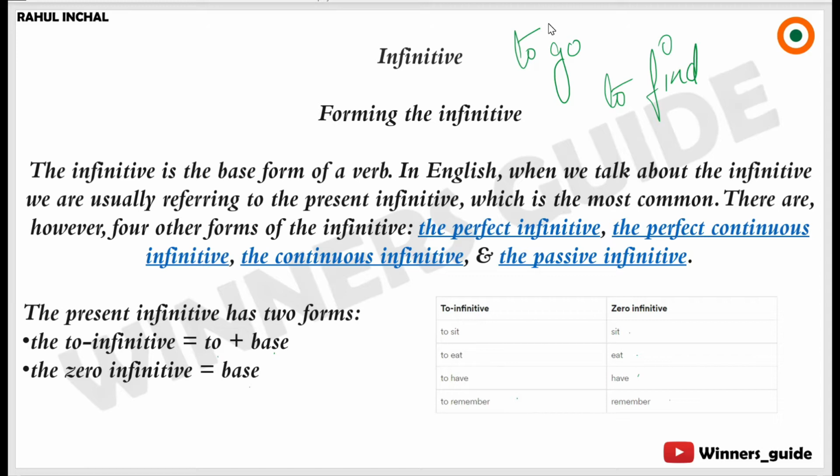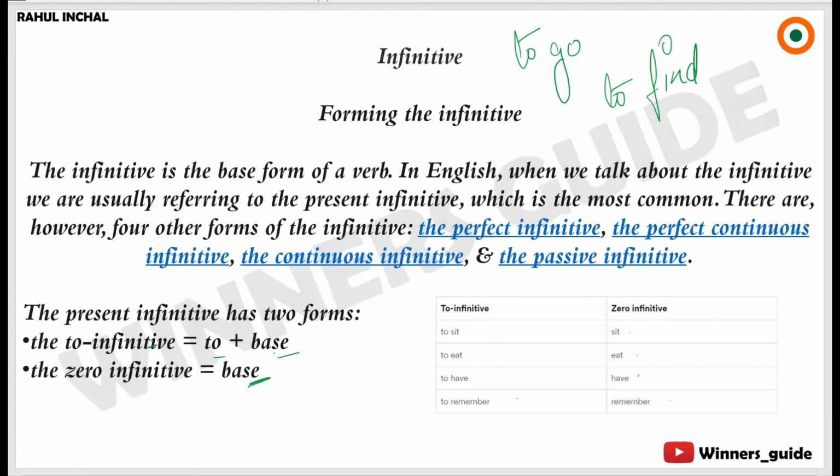For example, birds love to sing. To respect our parents is our duty. He refused to obey the orders. Now, the present infinitive has two forms. The to infinitive and the zero infinitive. The to infinitive is to plus base; the zero infinitive is just base.